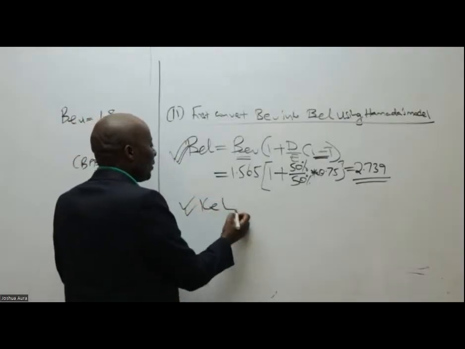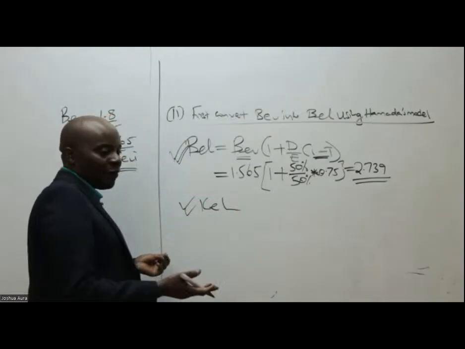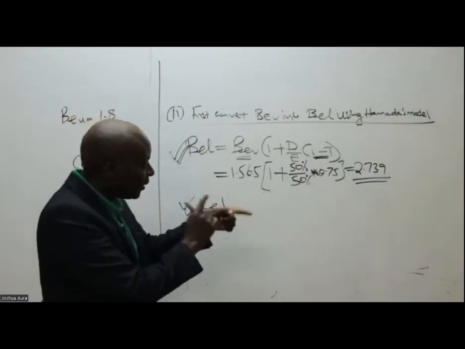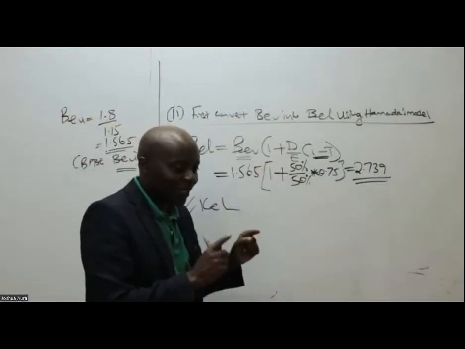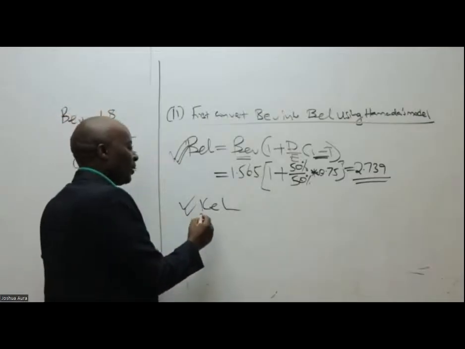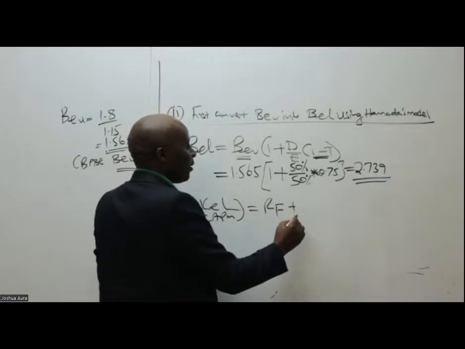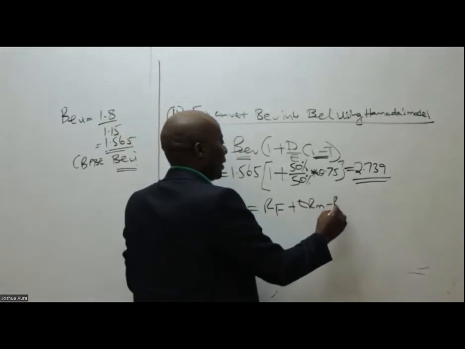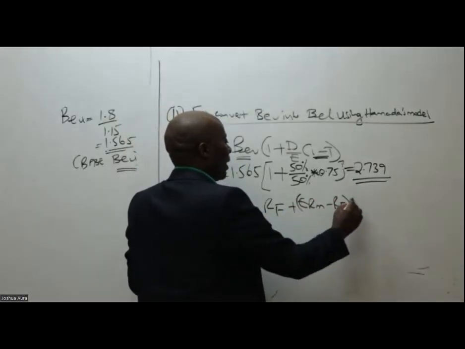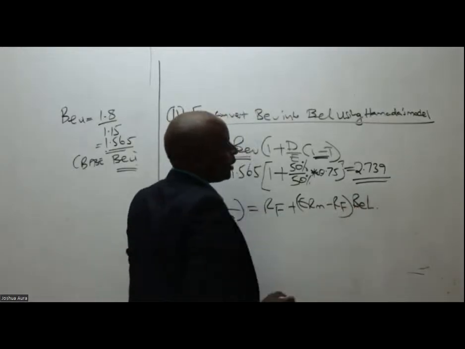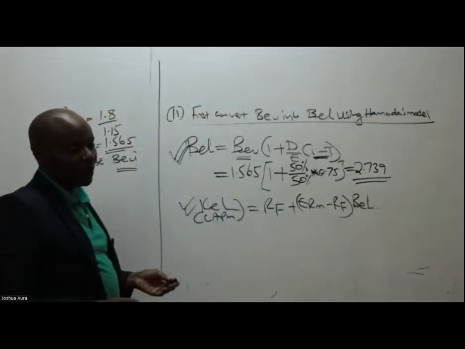Cost of equity this time around will be the cost of equity of a levered firm, because now the firm has 50% debt. So using CAPM, this will be equal to risk-free plus (ERM minus risk-free) multiplied by beta equity of a levered organization. This now is levered.